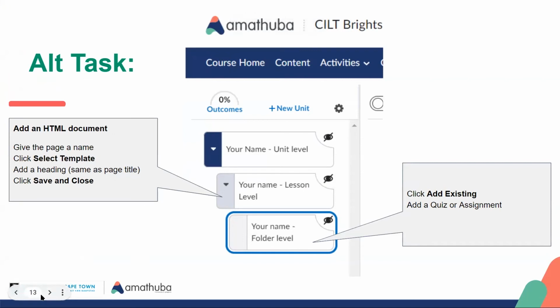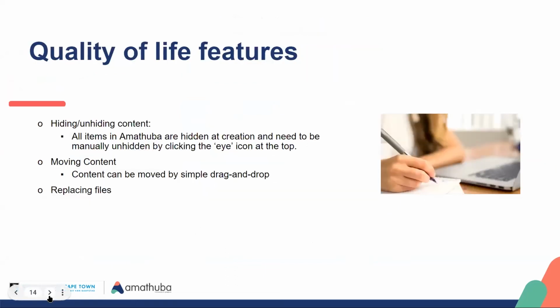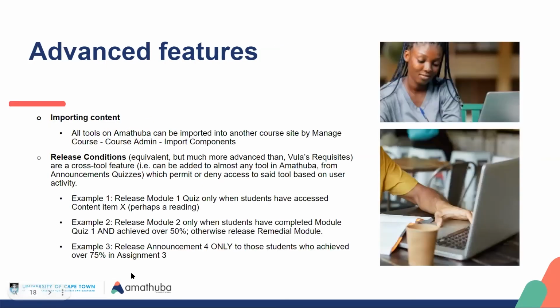Okay, so what have we done so far? We've built our structure in the contents tool. We know how to add an HTML document. What you can also do is add an assignment or quiz or any other existing element, and I'll talk to you about this in a second. Just be aware that you can hide and unhide content, and I'll show you how to do that right now. There's a little eye icon at the top of every element. Moving content is super easy. Unlike subpages in Vula, which could not be clicked and dragged, you can drag and drop these, which makes my life incredibly happy. And you can replace files very easily.